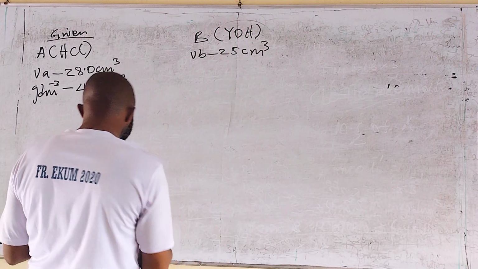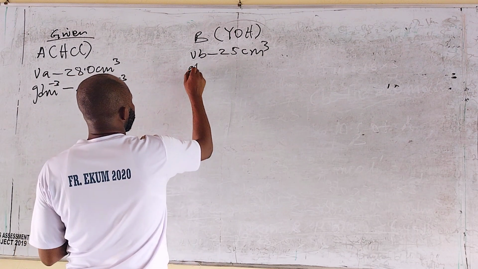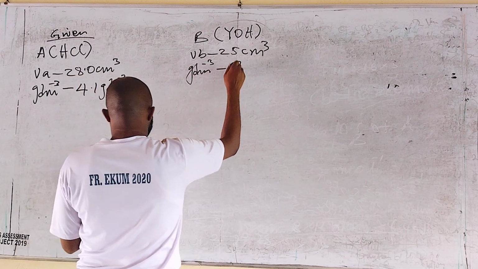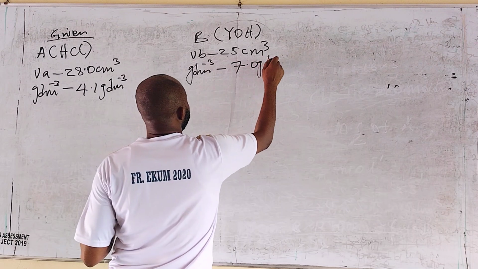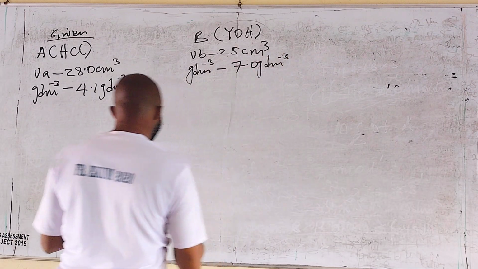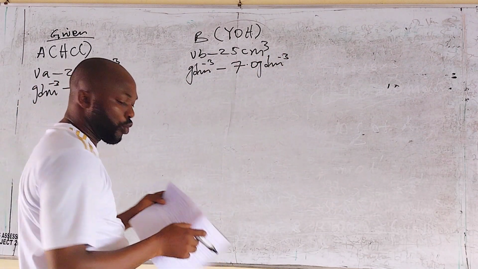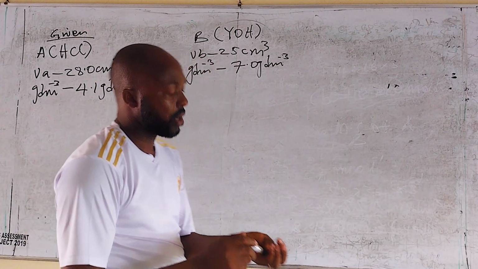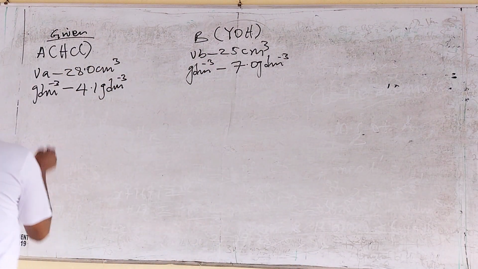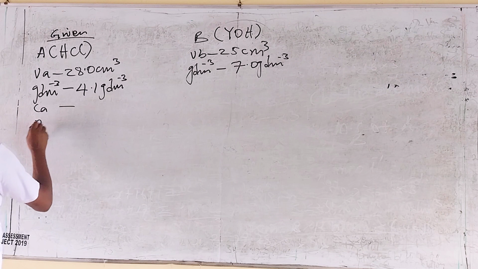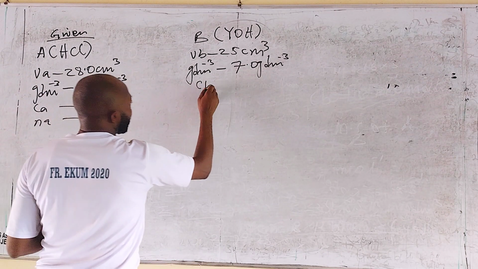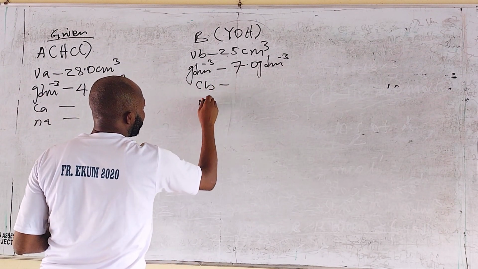Whose concentration in g/dm³ is also given here to be 7.0 g/dm³. We should calculate the molar concentration of YOH. So we have Ca, Na, Cb not known, and Nb.